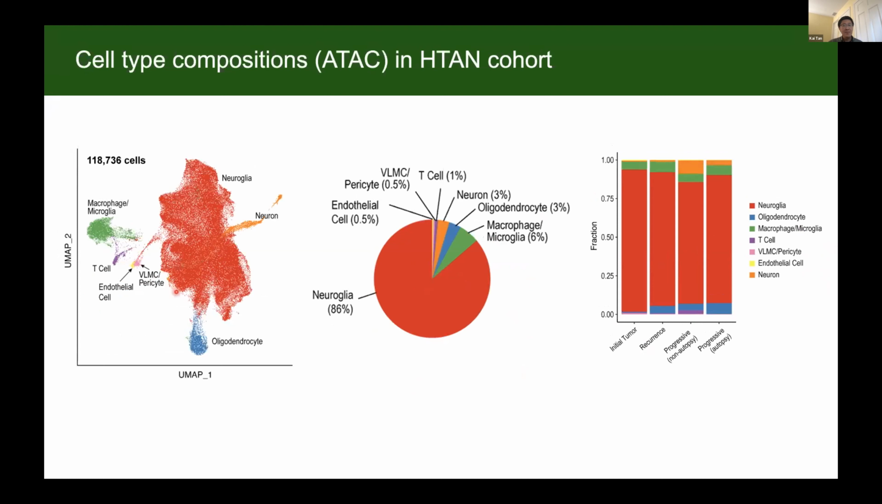This is the UMAP based on our QC'd ATAC-seq data. Overall, we captured about 118,000 cells. Again, the predominant cells are the neuroglia cells, and macrophages and microglia constitute the major immune cell types. We also captured vasculature and blood-brain barrier cells. So again, just like the RNA-seq data, the cell composition didn't change much between the initial diagnosis sample and the post-therapy sample, as shown on the right.